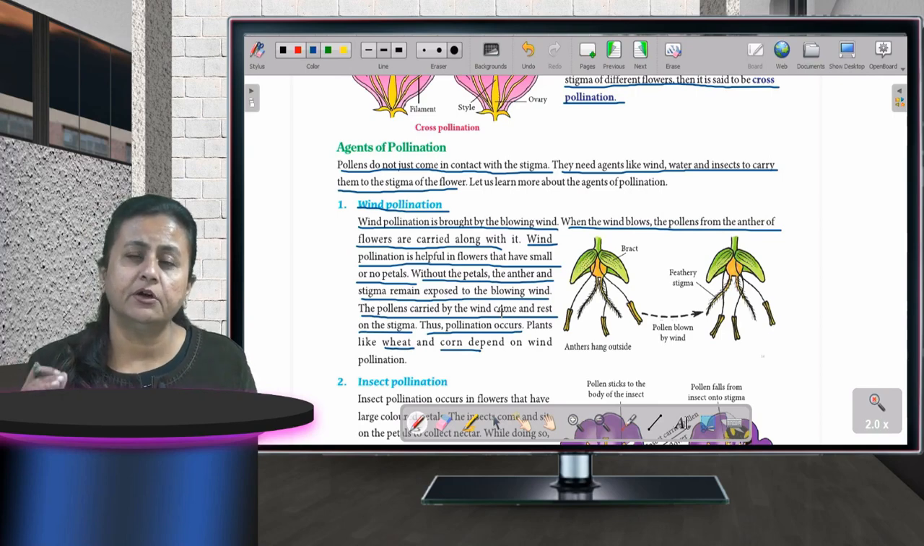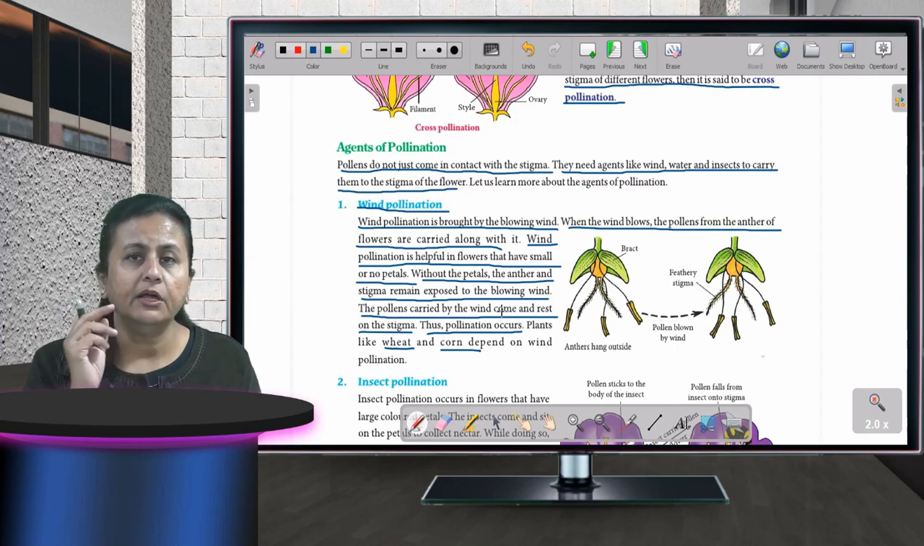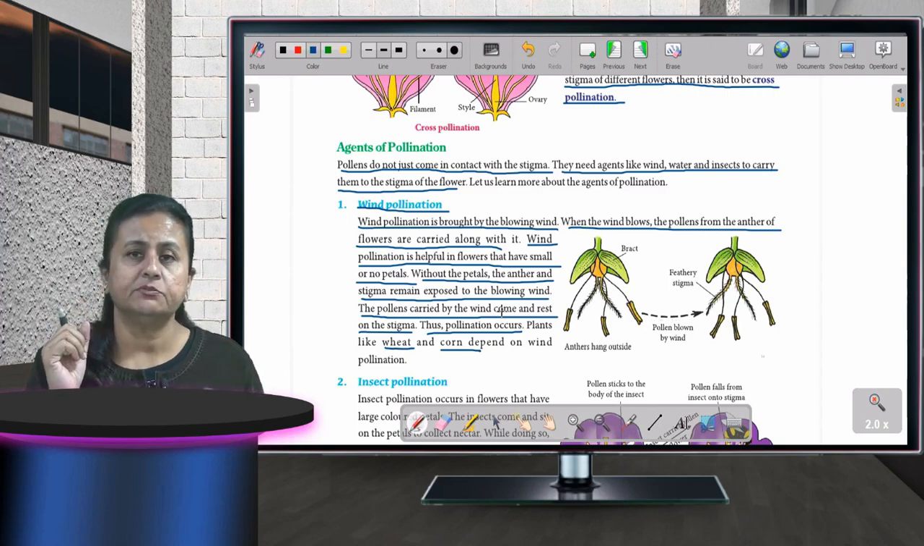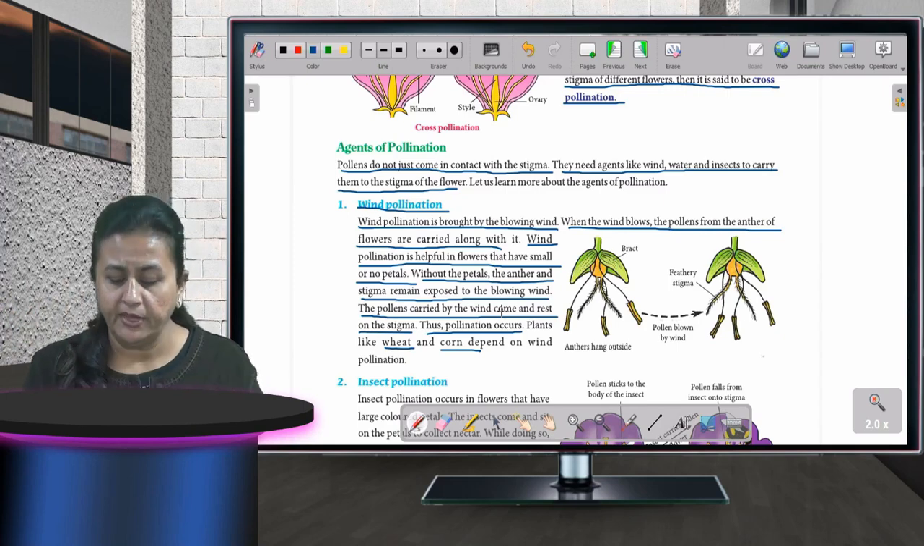What happens in wind pollination? Whenever the wind blows, what happens? The pollens also get blown away by the wind. Now in flowers which do not have petals, or the petals are very small, petals, I told you, are the colored part of the plant. What happens now? The pollens get stuck on the stigma, and now the pollination starts taking place.